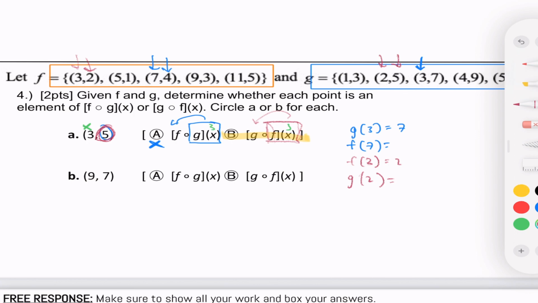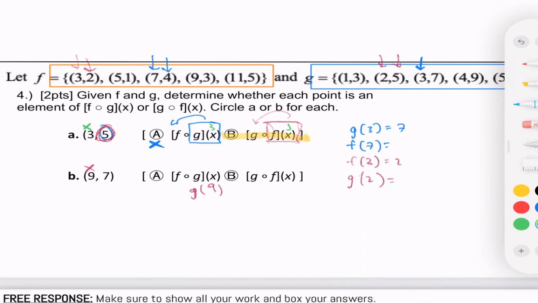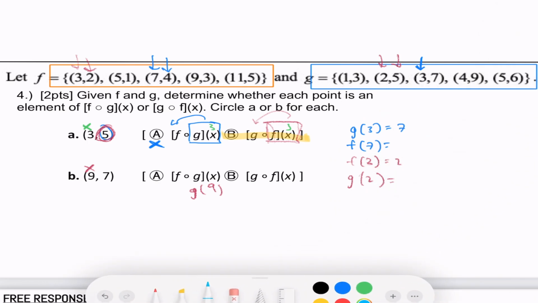Let's try the second one. X is 9. So I'm going to do g of 9. Try a different color. G of 9. There is no g of 9 in the x values, so it can't be this one. Let's try f of 9. It's right here, and my output is 3.